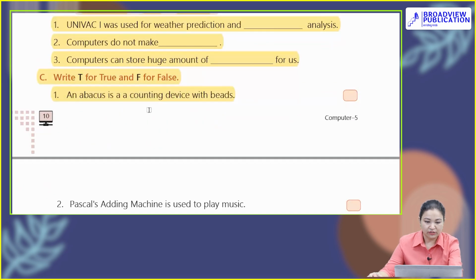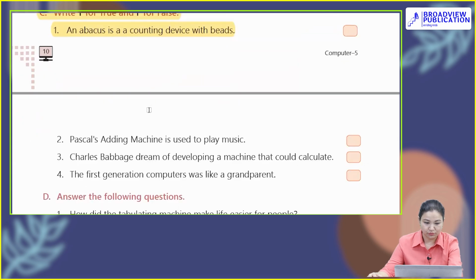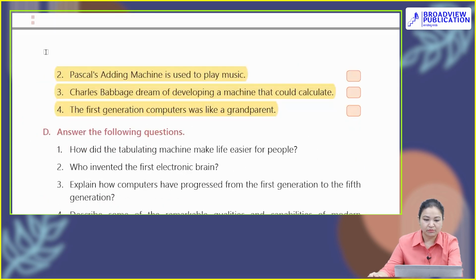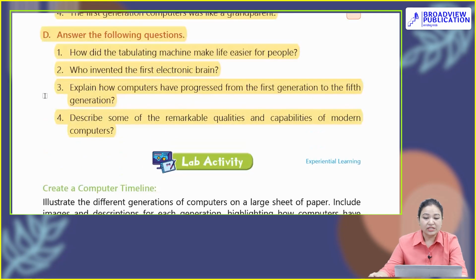Write T for true, F for false. An abacus is a counting device with beads. Yes, it is true. Pascal's adding machine is used to play music. No, it is false. Charles Babbage's dream was developing a machine that could calculate. Yes, it is true. The first generation computer was like a grandparent. Yes, it is true. Now answer the following questions.